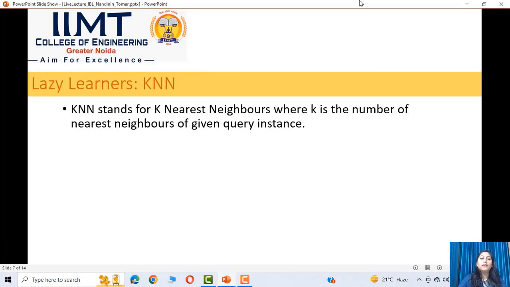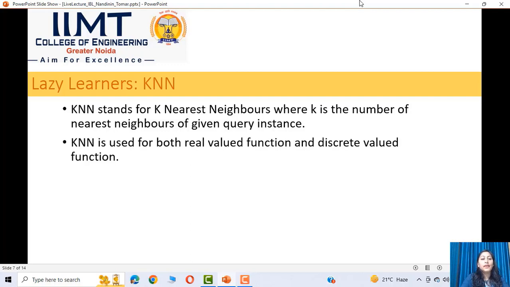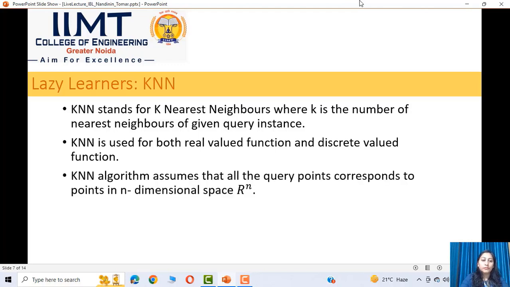Under lazy learner, we'll discuss one of the approaches, K nearest neighbor, which is in short called KNN. In KNN, K is the number of nearest neighbors of a given query instance. When a machine makes a prediction, it considers the K nearest neighbors of the given query instance. Next, KNN is used for both real valued functions as well as discrete valued functions, so it can be applicable for both types of functions.